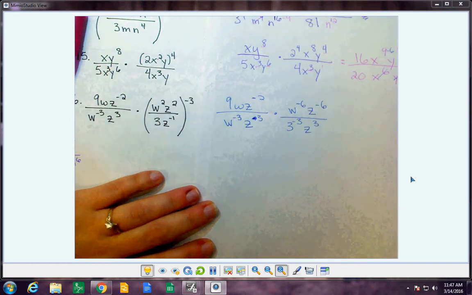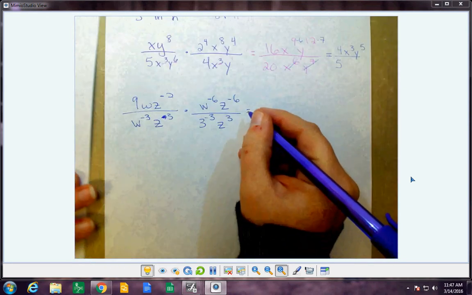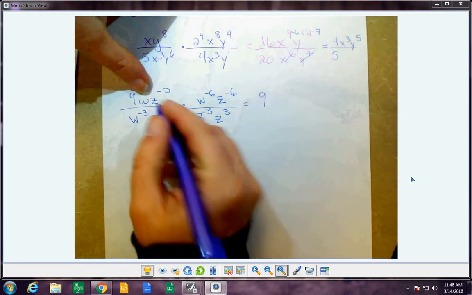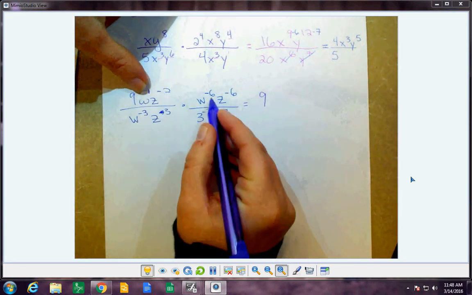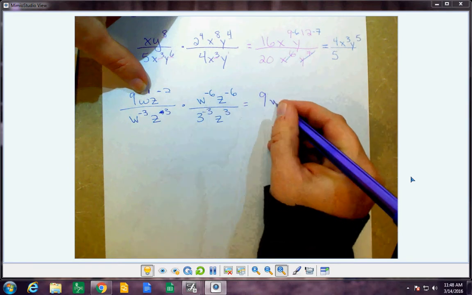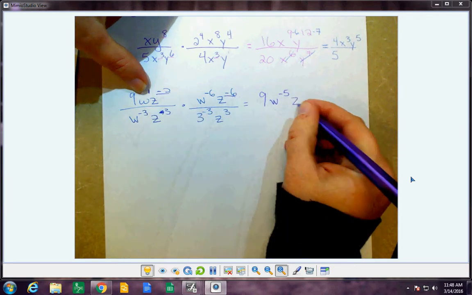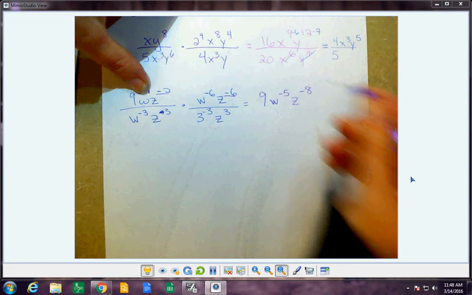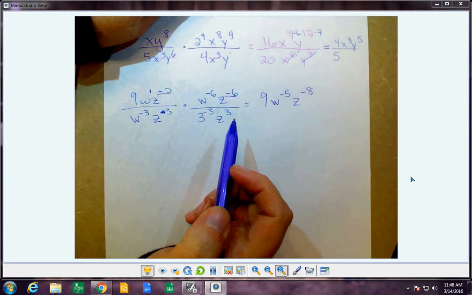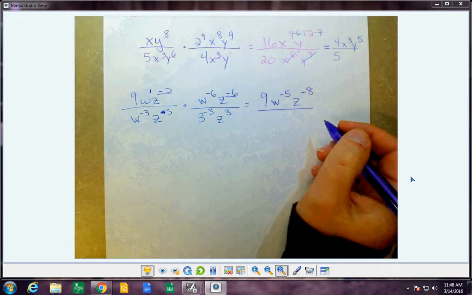Alright, now I'm going to multiply across. So 9, there's not another like term here, so I keep it as a 9. This w to the 1 and this w to the negative 6, I add. 1 plus negative 6 is negative 5. The z, I add negative 2 plus negative 6, which is negative 8. Now if you have trouble with negatives, I recommend going ahead, flopping these around so you have all positives before you multiply them. So you can switch all the negatives so you have positives and then multiply.